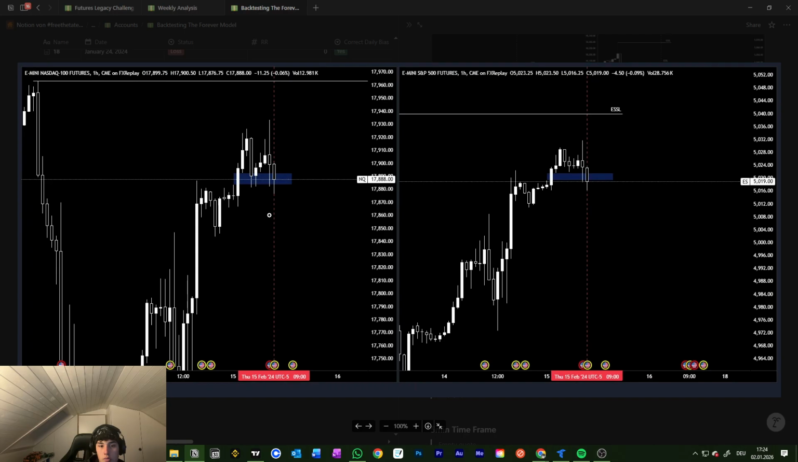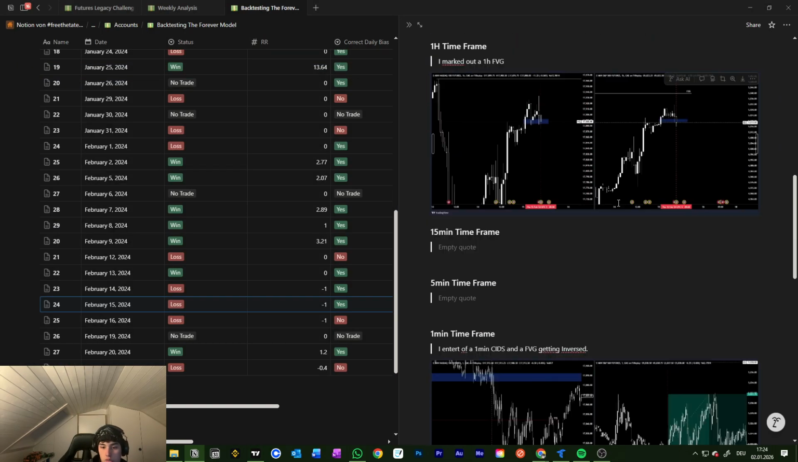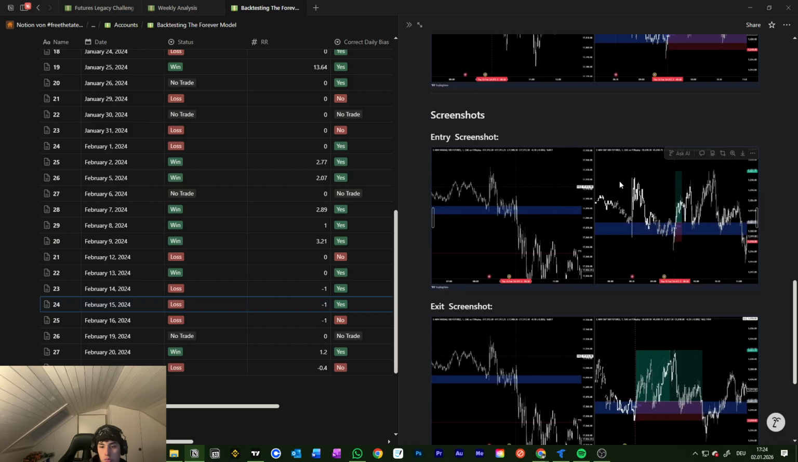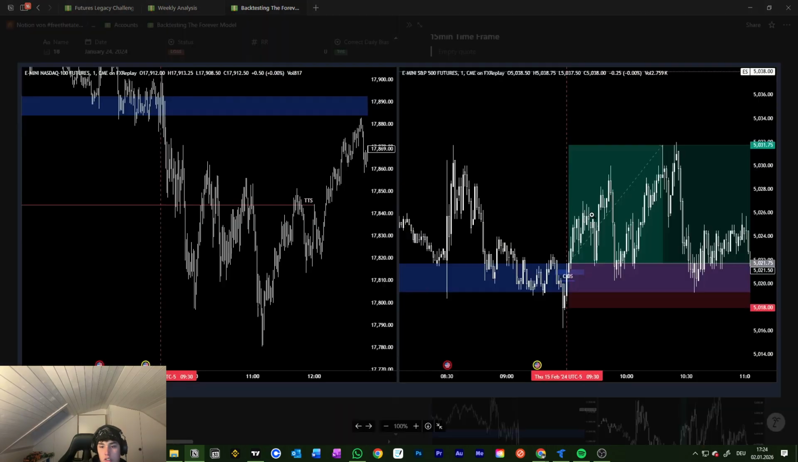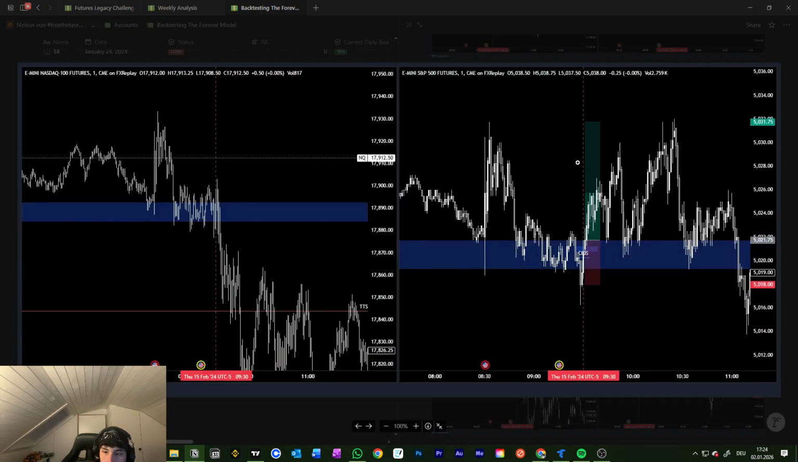1-hour fair value gap gets ran through after manipulating the market to the upside. So that looks bearish to me. What happened? I took a scalp. It looks like a scalp, but yeah, okay. Entry screenshot. So yeah, I took a small scalp, long. Not really a lot of context behind it. Just lucky, kinda.